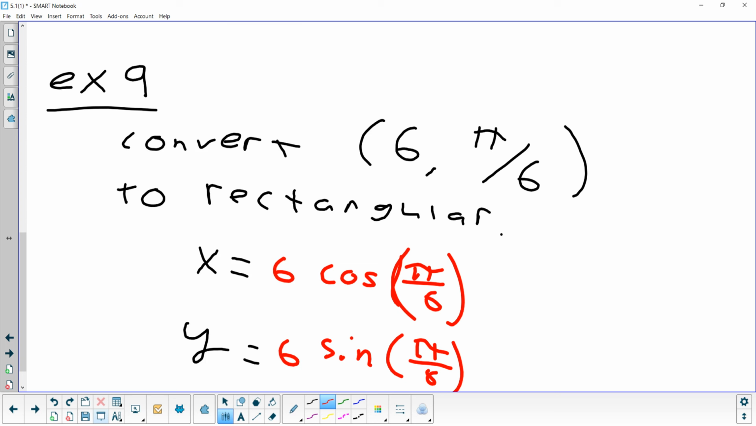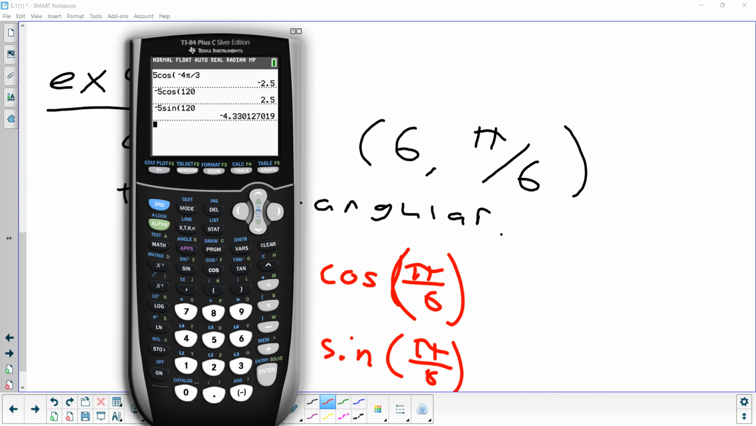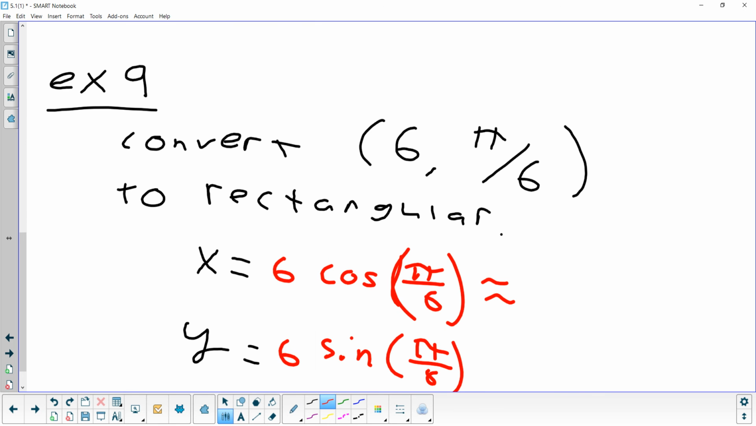All right, let's type those in and see what we get. So I'm in radians, so that's good. 6 cosine pi over 6. All right, so I get 5 point, if we round that off, that's about 5.20.